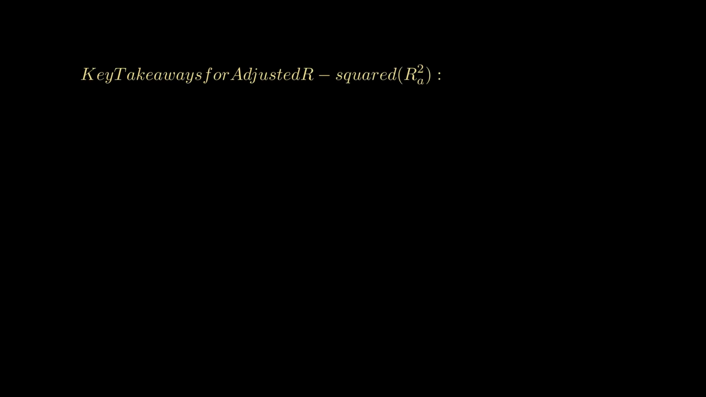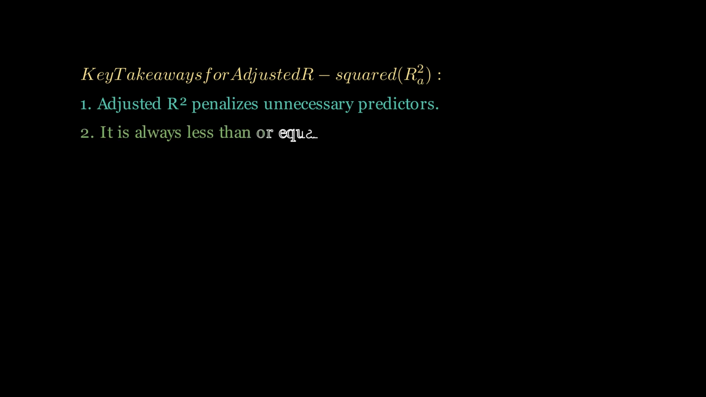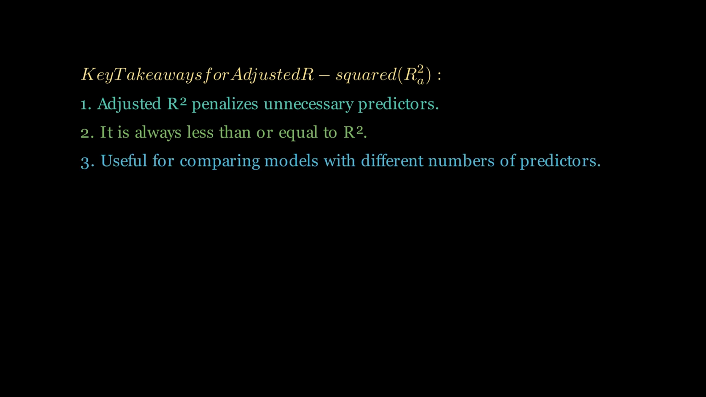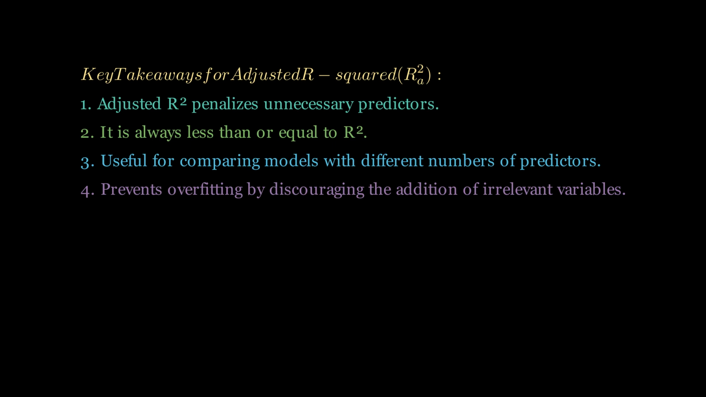Here are some key takeaways about adjusted R squared. First, adjusted R squared penalizes unnecessary predictors. Second, it is always less than or equal to R squared. Third, it is useful for comparing models with different numbers of predictors. Finally, it prevents overfitting by discouraging the addition of irrelevant variables.